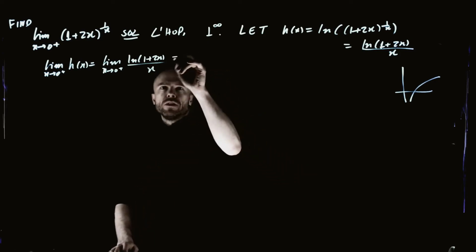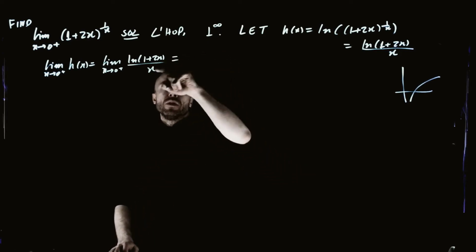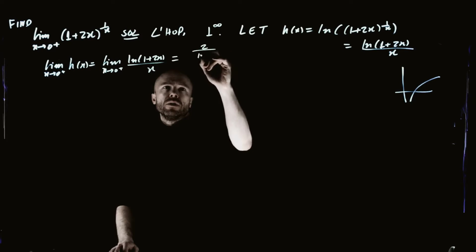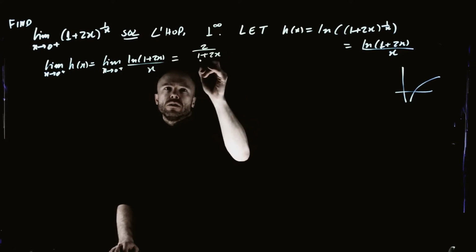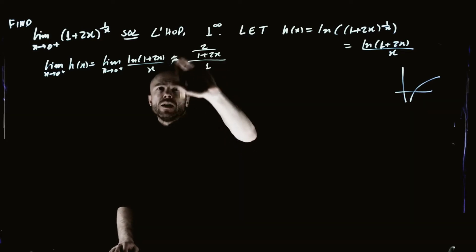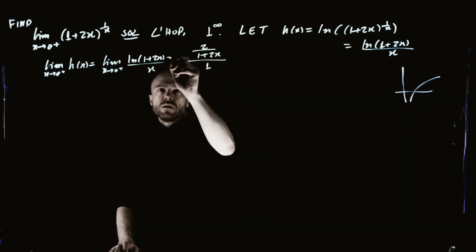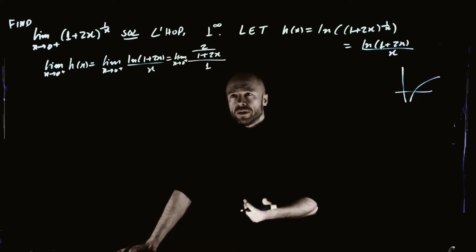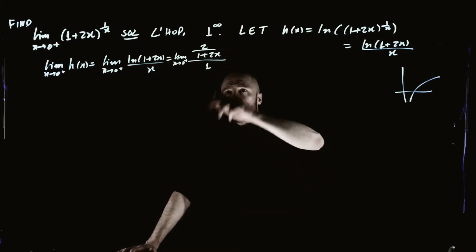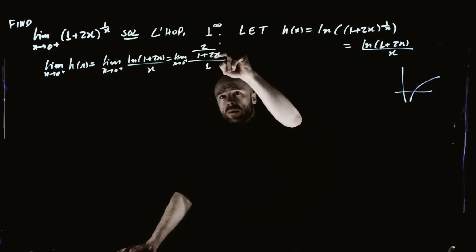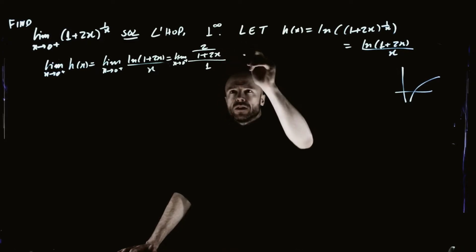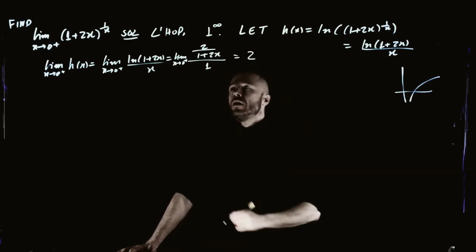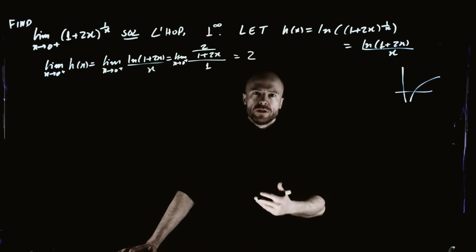So as L'Hopital's rule forms 0 over 0, we can just differentiate the top and the bottom. If we differentiate the top, we're going to have 2 over 1 plus 2x, and if we differentiate the bottom, it's 1. And now we take the limit as x tends to 0 plus, and then we're fine, because this limit definitely does exist. The bottom is just 1, the top is just 2 over 1 plus 2x, and this 2x is tending to 0, so this limit is just going to be 2. So we know the limit of h. The limit of h is easy, right?